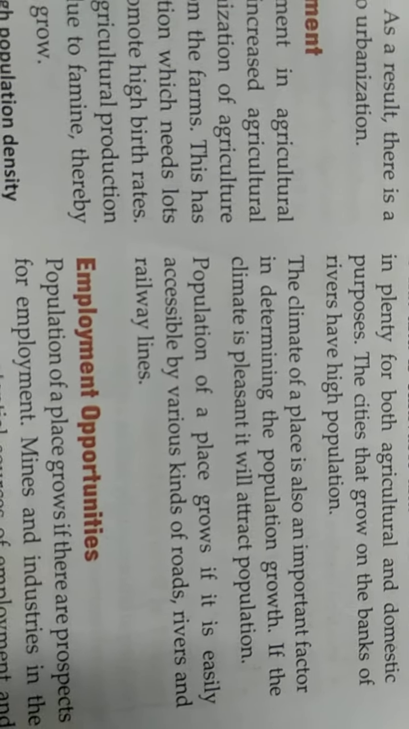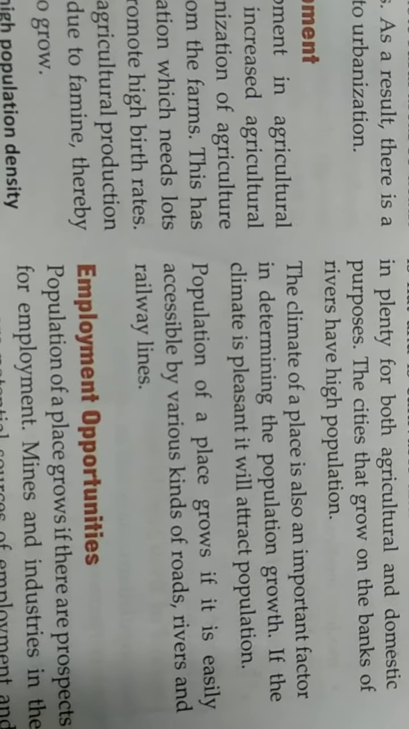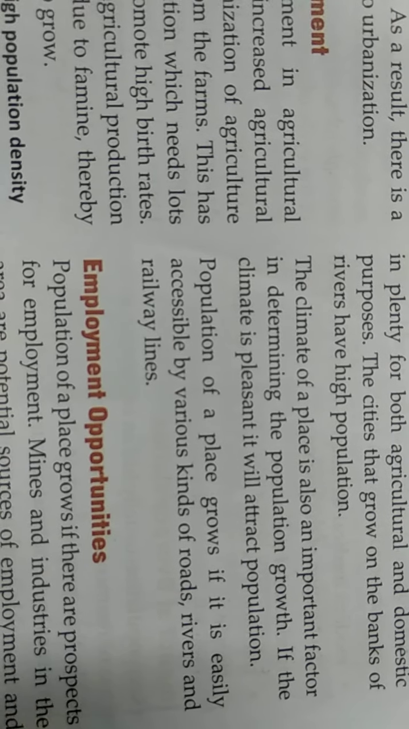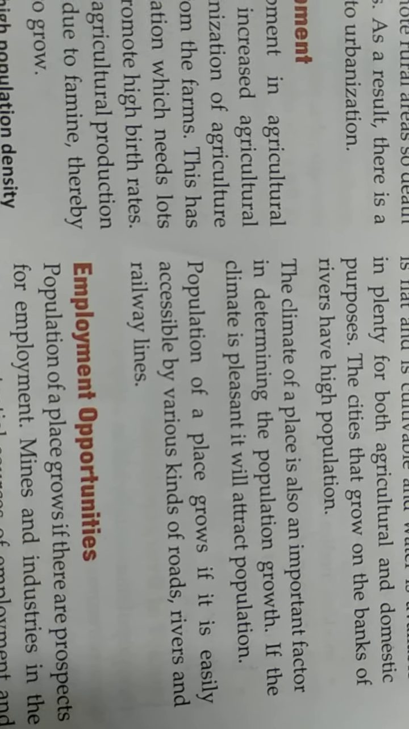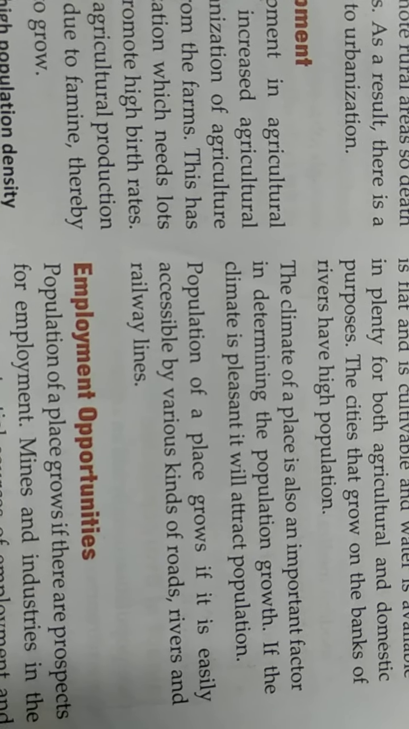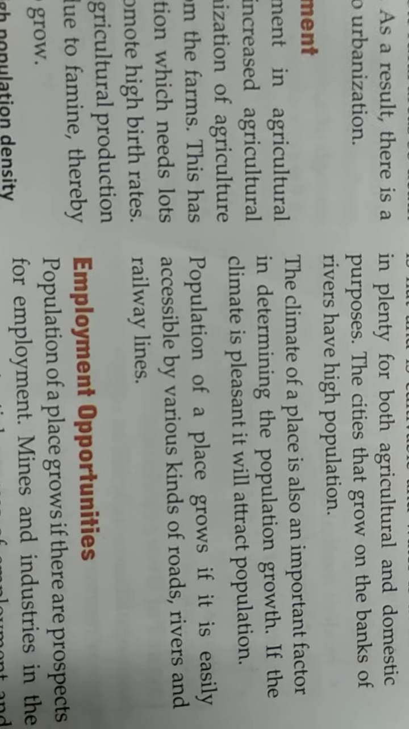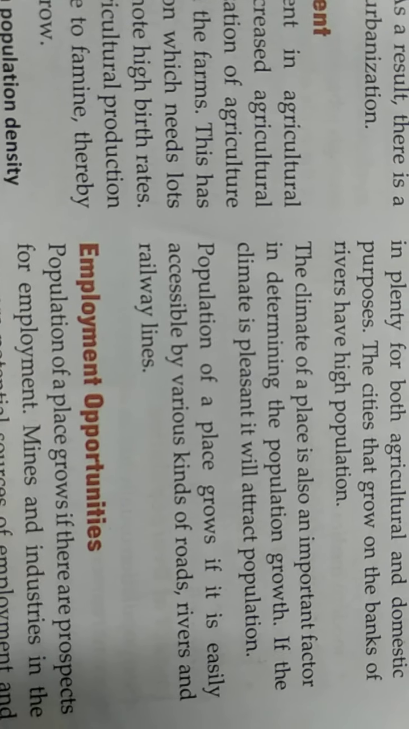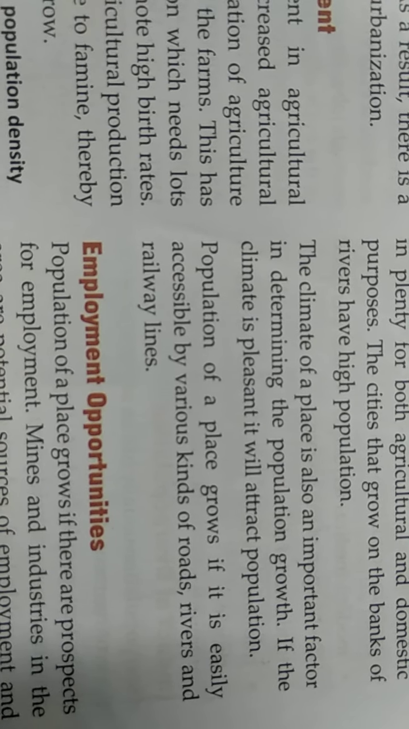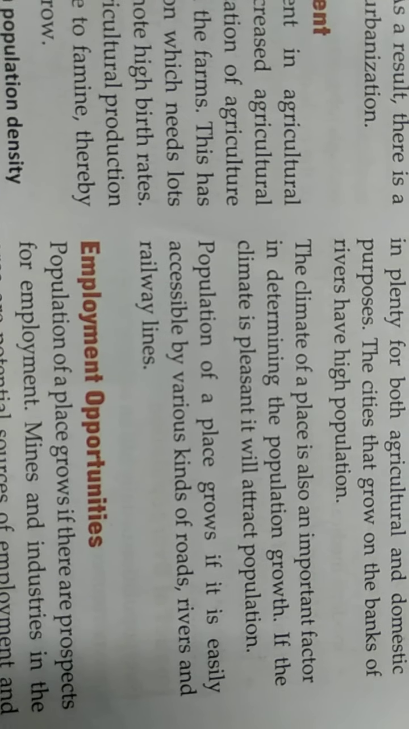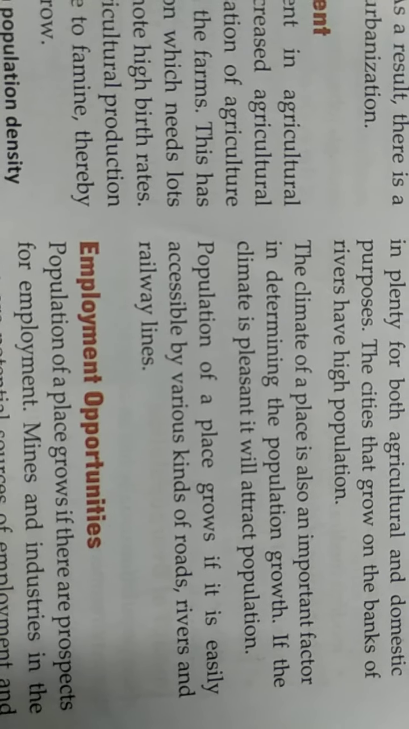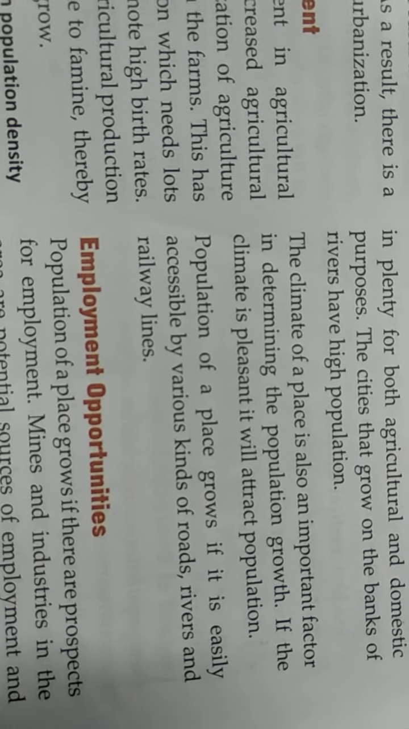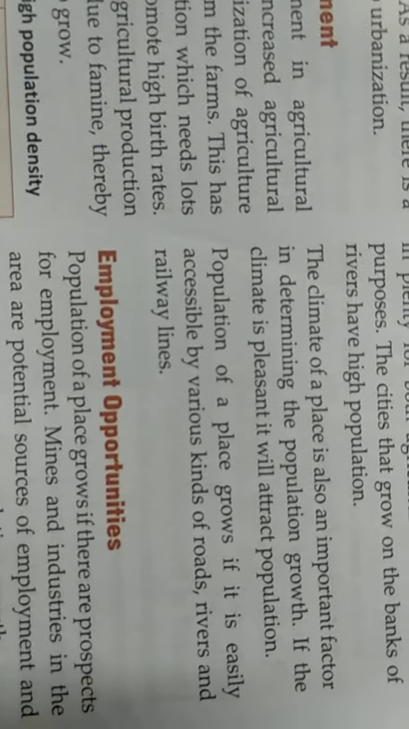Next comes climate. A climate which is bearable by people, they start living there. Where people cannot bear it, where people cannot do cultivation, where nothing can be done, where the weather is not pleasant, people don't live there. Also, the growth of the people is much where accessibility of various kinds, like roads, rivers and railway lines, is easily available.